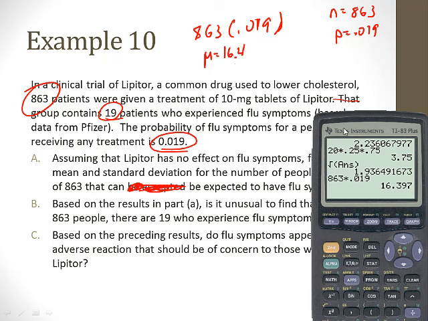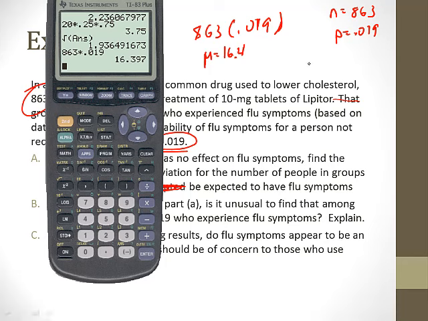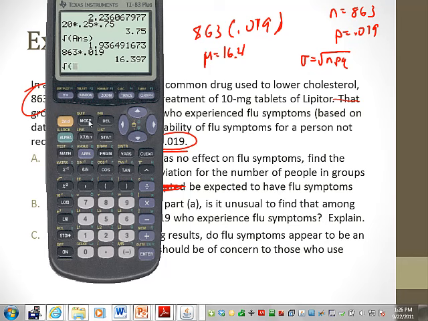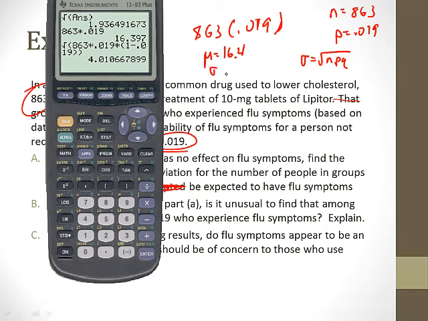And standard deviation is again the square root of n p q. So we'll just do that all on here. The square root, open parentheses, n, which is 863, times p, which is 0.019, times, and I can also just do 1 minus 0.019 here. Double close your parentheses, because I'm closing one for the subtraction and then the other one there. And so I get a standard deviation of about 4.01.